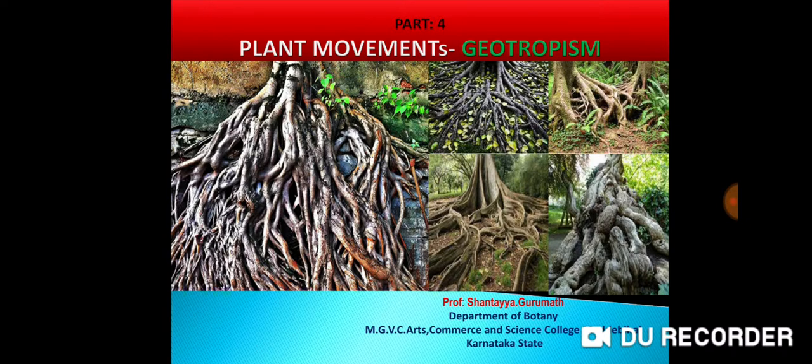Friends, in today's class we will learn about plant movements, that is, geotropism. The orientation of stems and roots in response to the force of gravity is called geotropism. The different parts of the plant respond differently to the stimulus of gravity. The primary roots grow towards the force of gravity and are said to be positively geotropic. The primary stem grows away from this force and is called negatively geotropic.